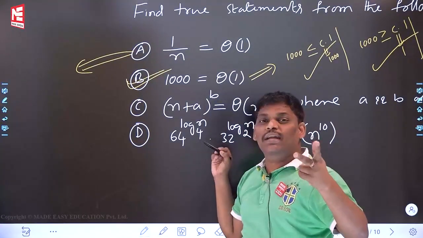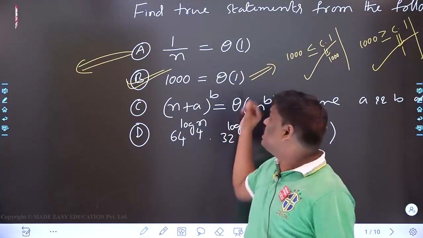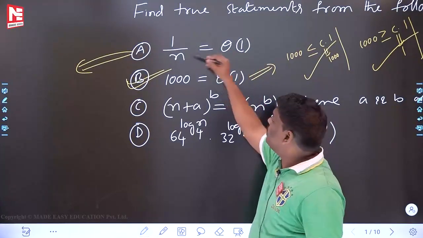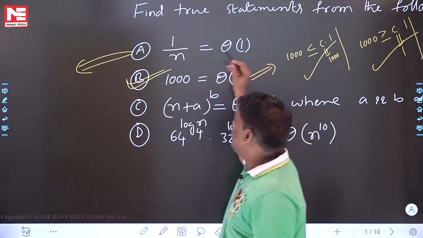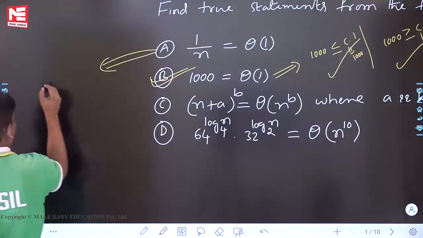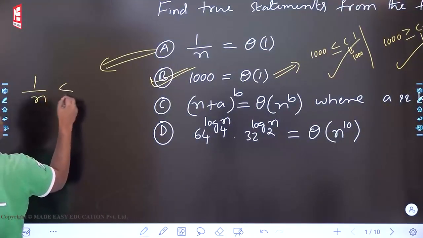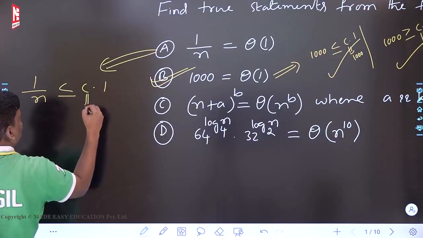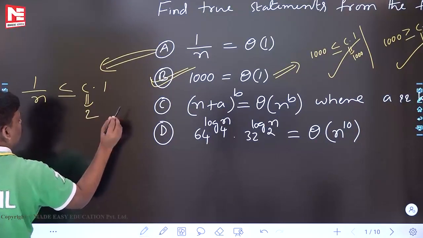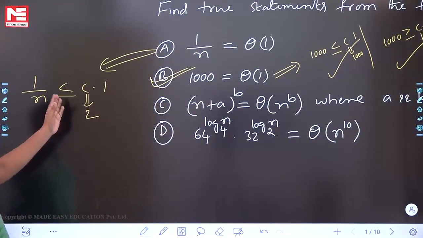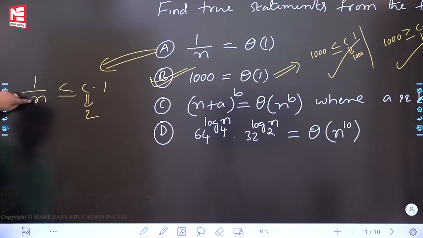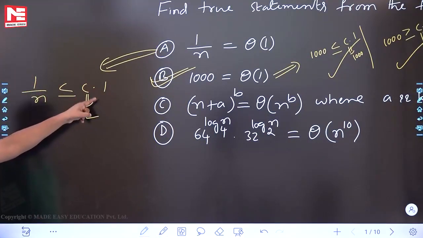Between 1 by n and 1, who is bigger? 1 is bigger. Now in option A, big O is possible. Let me check. 1 by n is less than or equal to some C into 1. C value 1 or more than 1, 2 is also okay. If you want, you can check. Big O is possible. The left value cannot go more than 1, and the right will already be 1 or more than 1.